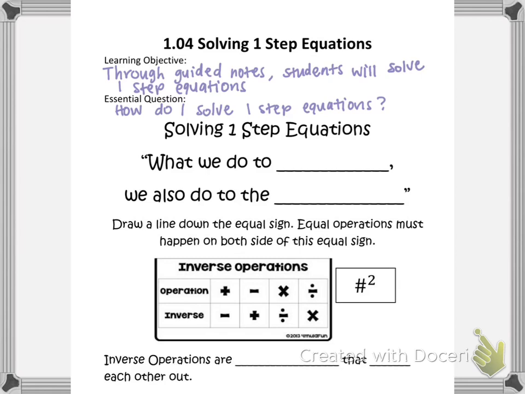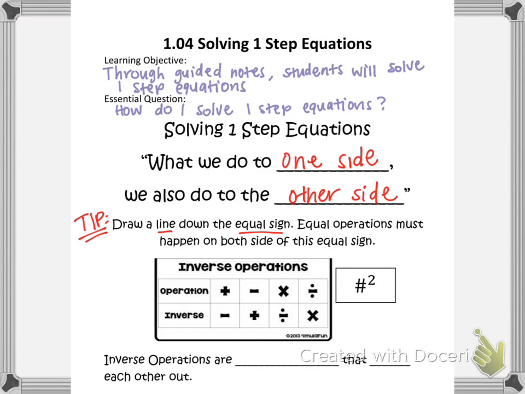So when solving one-step equations, a good rule to remember is what we do to one side, we also do to the other side. Okay, a good tip to remember also is whenever you have an equation, just draw a line down the equal sign. When there's a line down the equal sign, it reminds you that equal operations must happen on both sides of the equation.